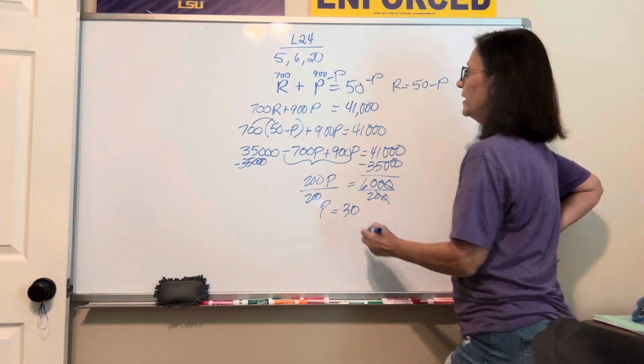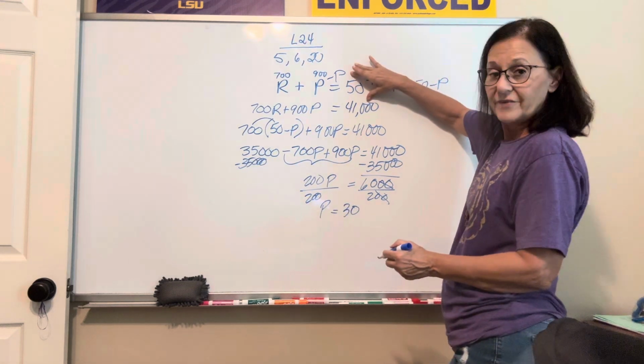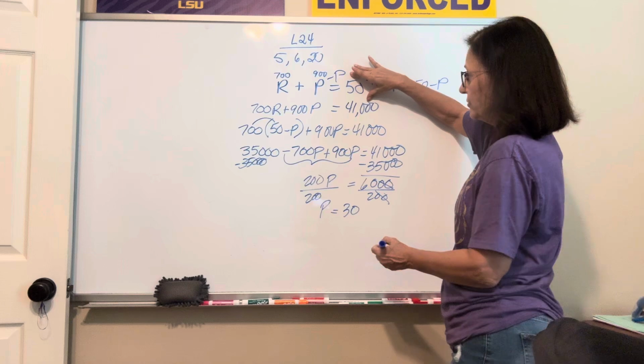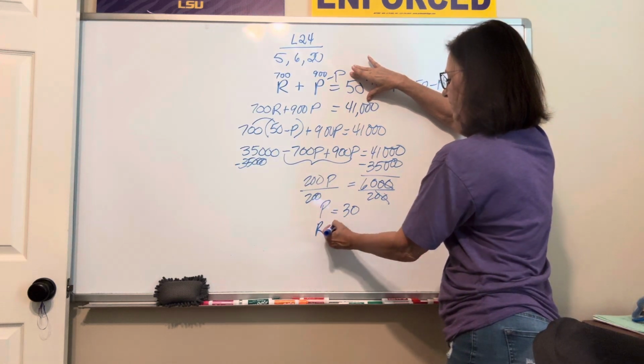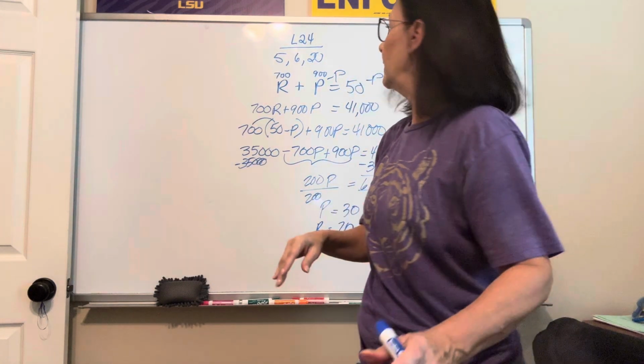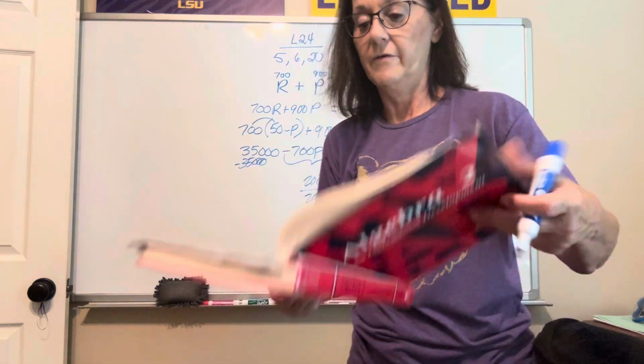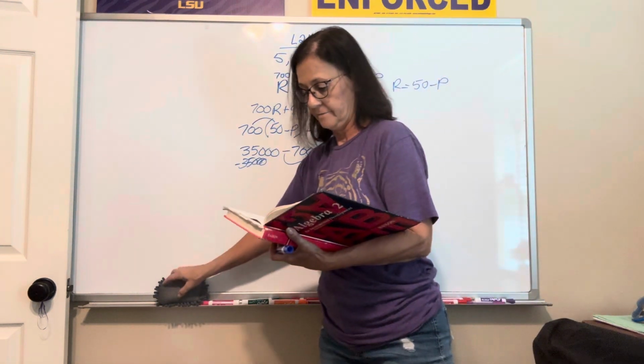Plums, I have 30. I have a total of 50. So I have 30 measures of plums. So raisins, I have to have 20. All right, that's number 5. Number 6.